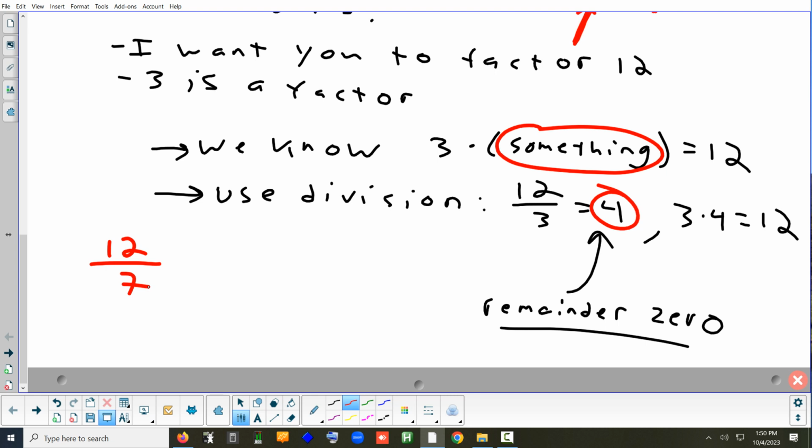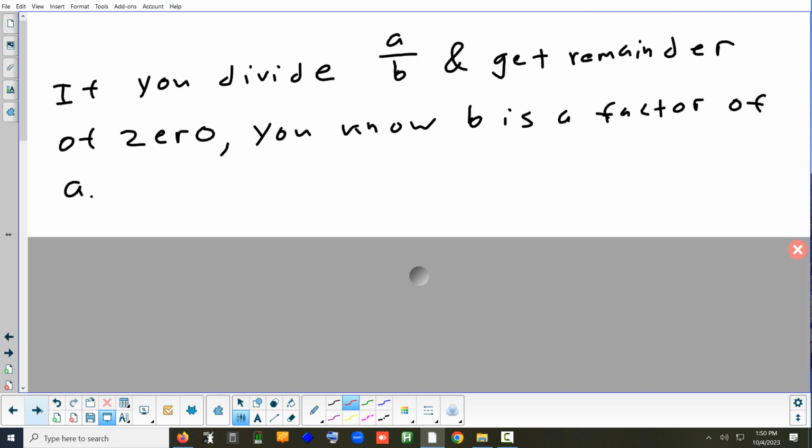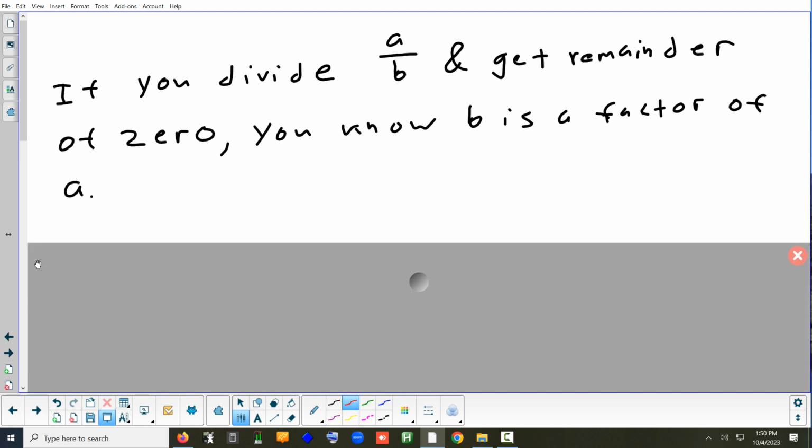All right, so we did it with numbers. Now we're going to try the same thing with some letters. Actually, it's exactly what I just told you. If you divide two things and get a remainder of 0, then the bottom number is a factor of the top number. Well, that means that almost every number has a factor. It's just the factor might not be a whole number. Take 12 divided by 7. The answer would be 1.14285714. It is still a number to multiply to equal 12. It's just not a whole number.